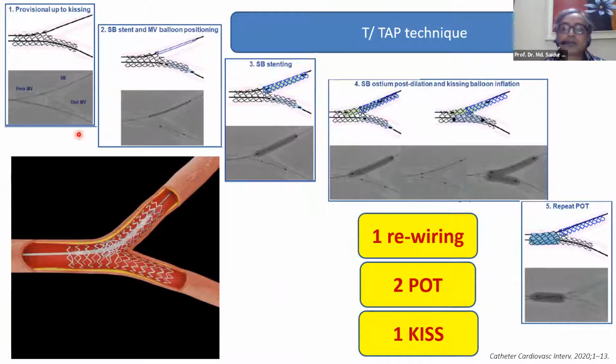And if it comes to this technique of TAP, you know that it needs one rewiring, two POT, and one kiss. One rewiring, two POT, and one kiss. You can see it in the video also. And the case is like this.